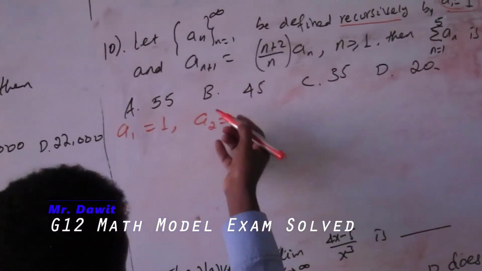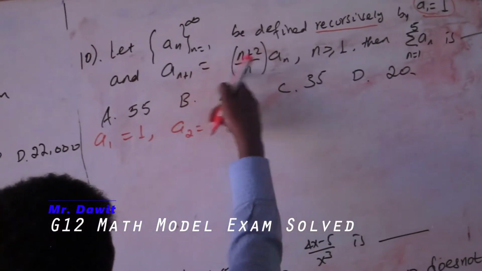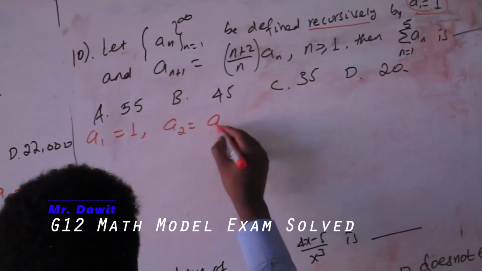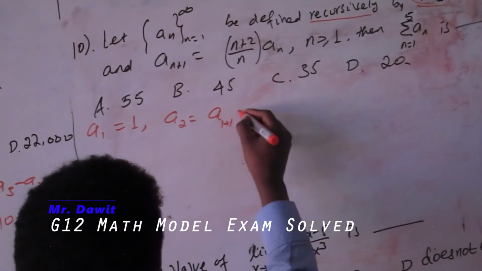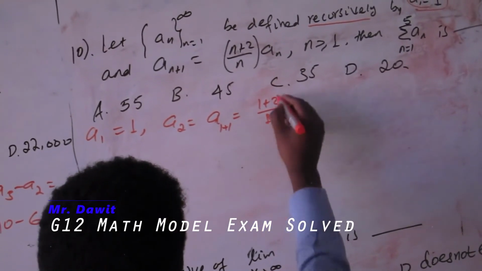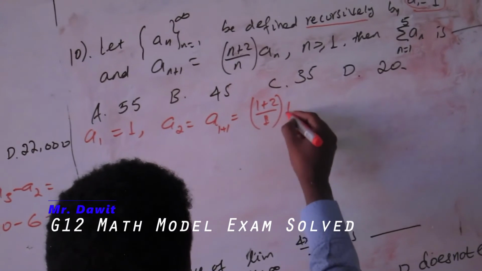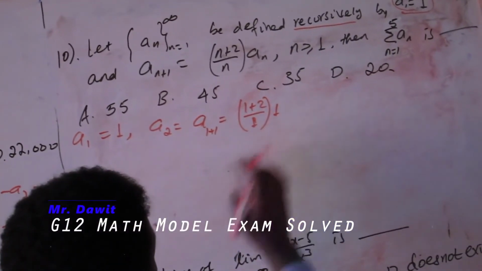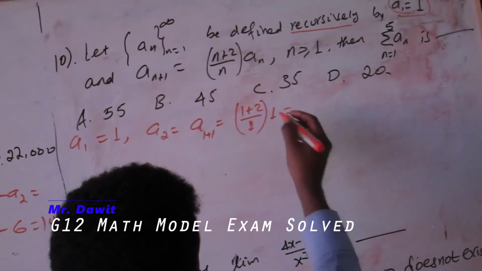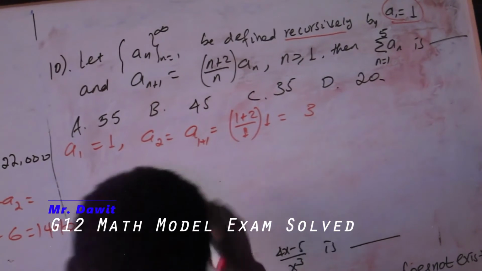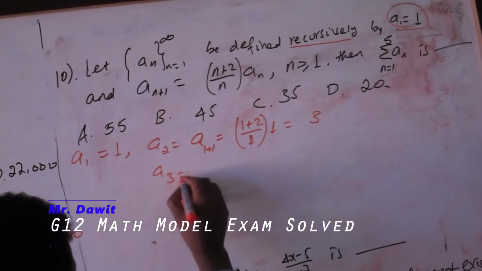a2 can be calculated by using this recursive equation. We can say that a of 1 plus 1 is equivalent to 1 plus 2 divided by 1 times a1. Yes, because a1 is how much? 1. Therefore, it becomes 1 plus 2 is 3, 3 over 1 is 3, 3 times 1 is 3. Yes. Now, a3 becomes what?